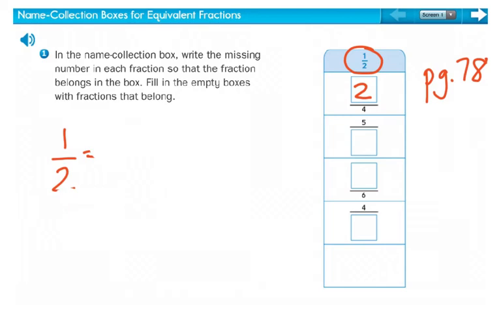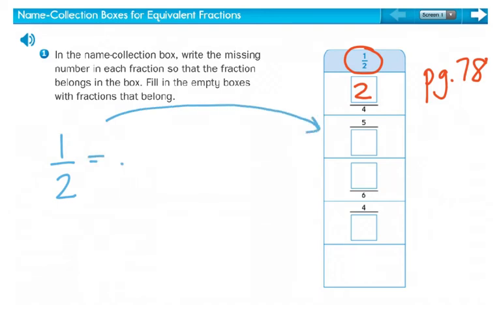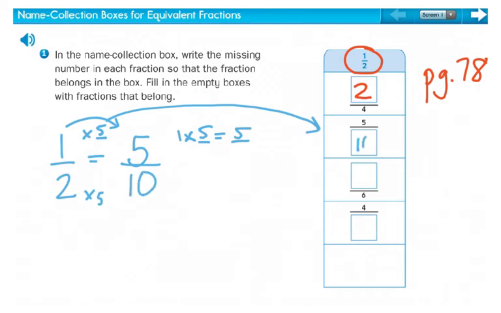Let's try another one like that. We're still working with 1/2, so let me rewrite that. This time, I'm looking at the second example, and it tells me that my numerator or top number is 5. So what did I multiply 1 by to give me 5? In other words, what times 1 gives me 5? Well, the answer would be 5. So if I multiply by 5 on the top, I have to do the same thing to the bottom. 2 times 5 equals 10. In other words, 5/10 is the same as 1/2.